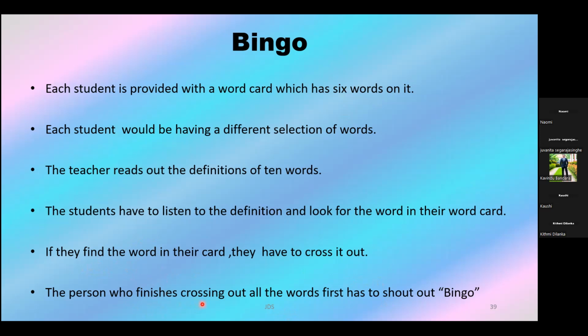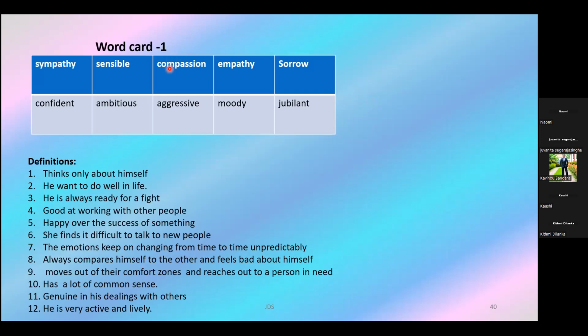The person who finishes crossing out all the words, listening carefully and crossing out the words, if he has cut down all the 6 words, has to shout out bingo. Now see, this is the first word card. Just an example. Likewise, you will have different word cards.